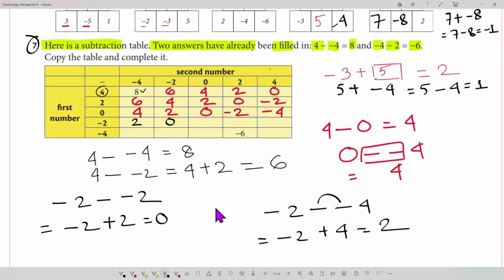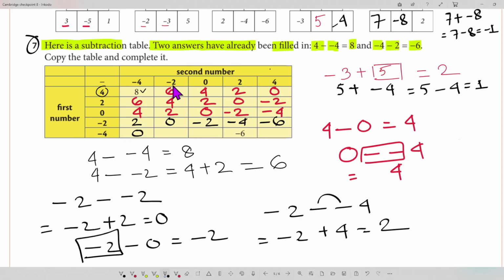Minus minus and 0. So minus 0 will be nothing. So minus 2 minus 0. So here is just minus 2. So here is minus 2. Minus 2 minus then 2. So minus 4. Minus 2 minus and 4. It will be minus 6. Right? Minus 4. Minus and minus plus and 4. So here is 0.